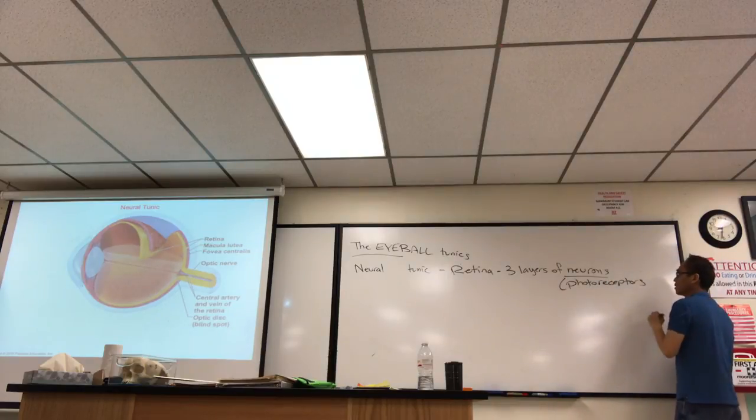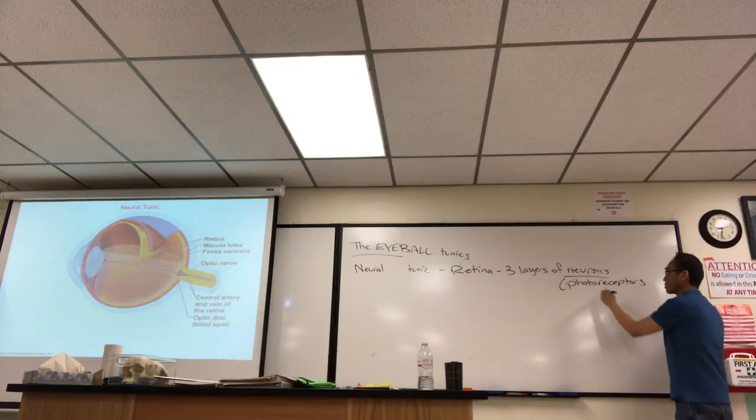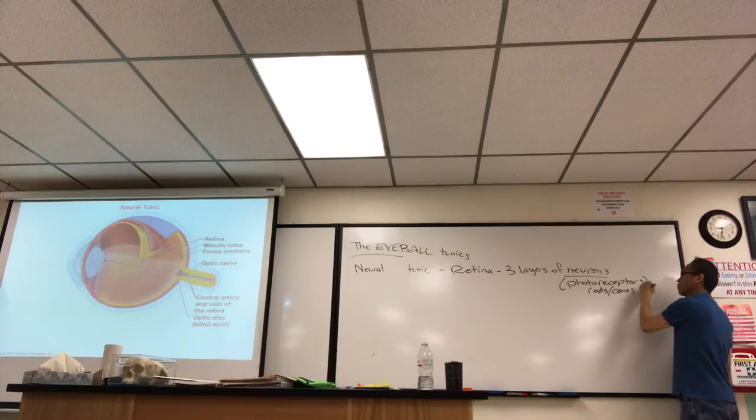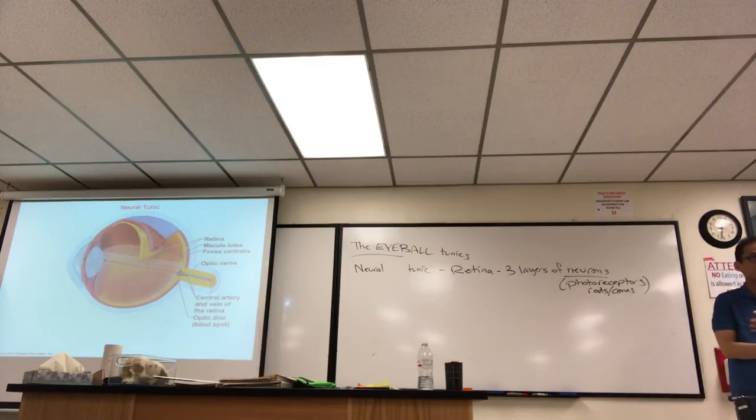Photoreceptors, because those are the rods and cones, are your photoreceptors. Photo, because they absorb photons of light. Take a physics class, learn about the physics of light waves, photons of light, so you can see in the visual spectrum. Well, anyways, neural tunic, there's some structures here.